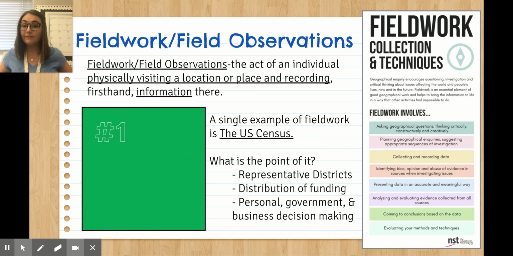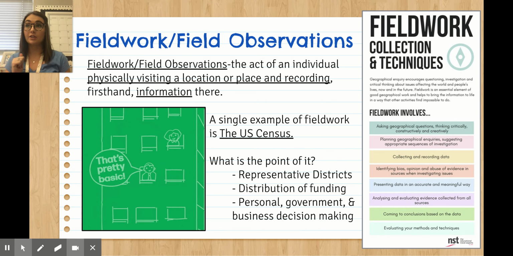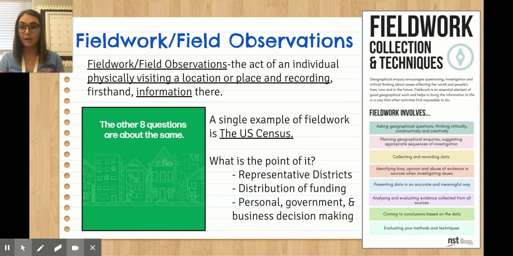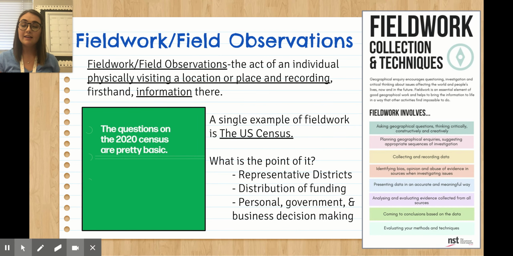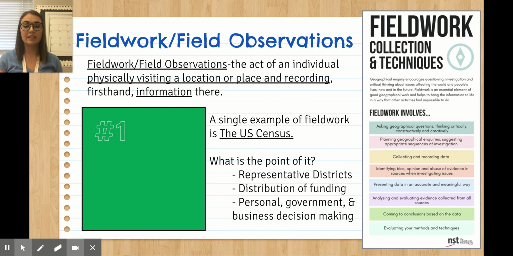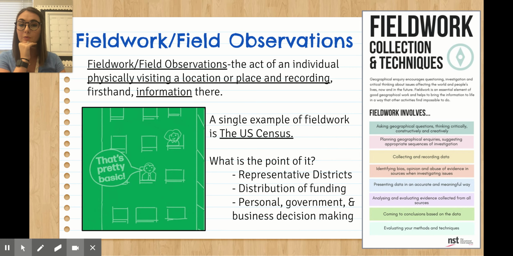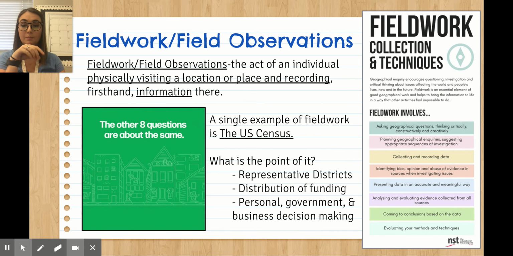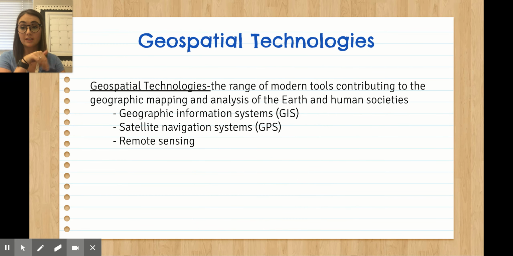And used to, that's personally how they did the US Census. They would knock on your door and they would say, hey, can you fill out this piece of paper? And still today, if your family doesn't fill it out online, the government will send someone to your door and be like, hey, you need to fill out the census because an accurate count is that important. So field work or field observations, getting the data from people, which is different from geospatial technologies, which is the second way that geographers gather data.